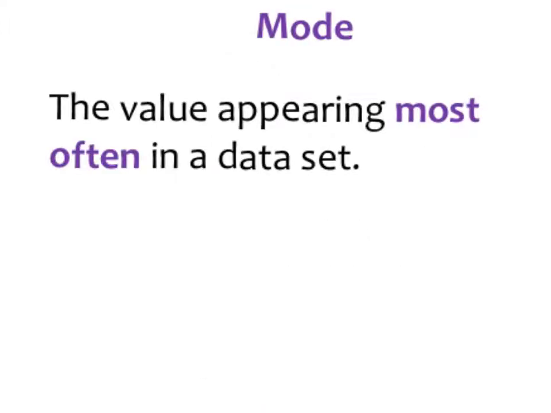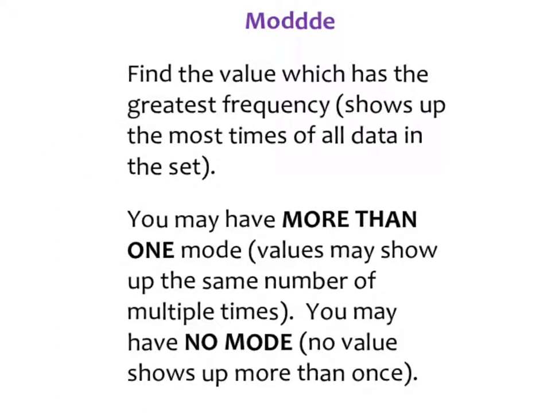The third and last measure of center is the mode. The mode is the value which appears most often in a data set. How do I find the mode? We simply find the value which has the greatest frequency. In other words, which number is showing up the most.